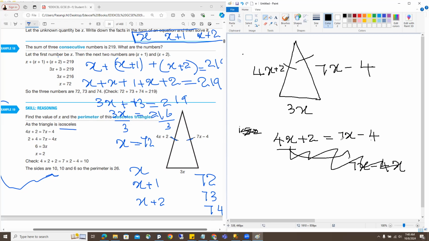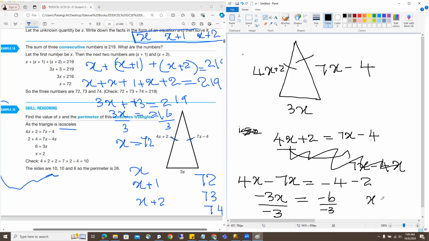You have taken this 7x to the left side, right? Then 4x minus 7x equals minus 4 minus 2. So 4x minus 7x is minus 3x. Minus 3x equals minus 4 minus 2. Minus 4 minus 2 means minus 6. Then you can divide both sides by minus 3.